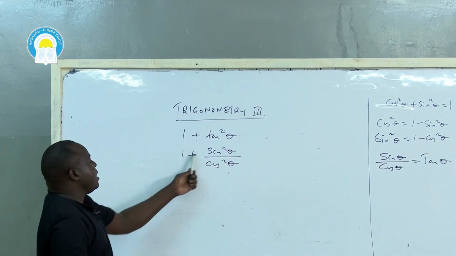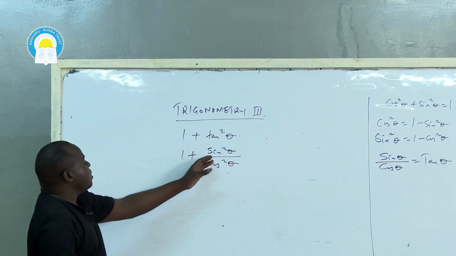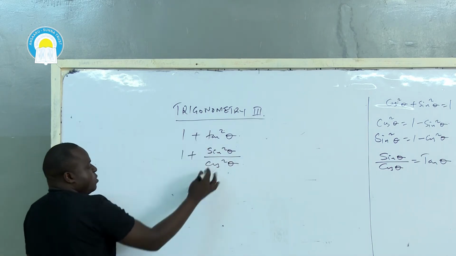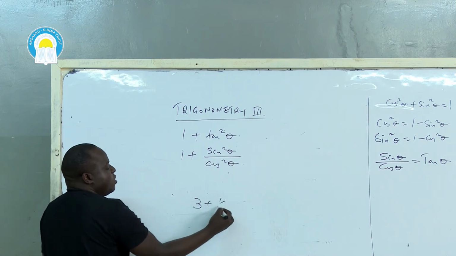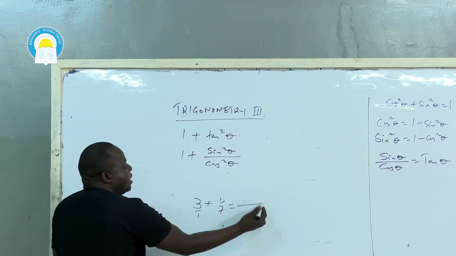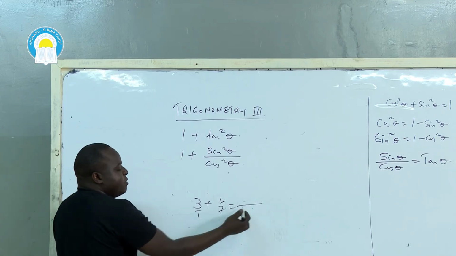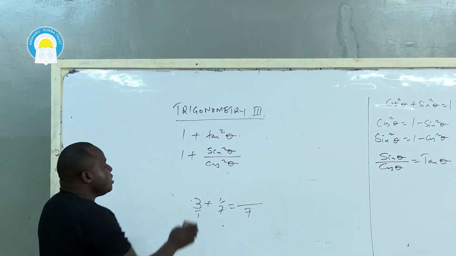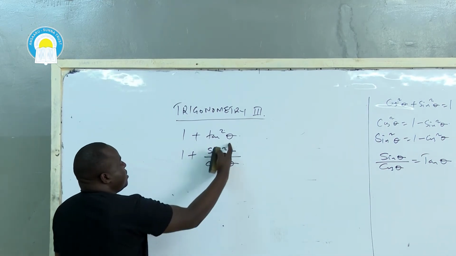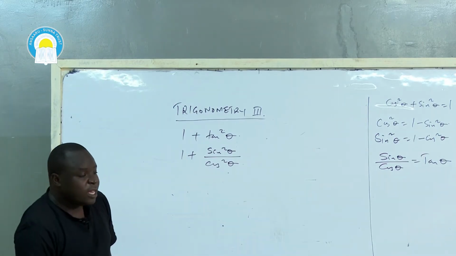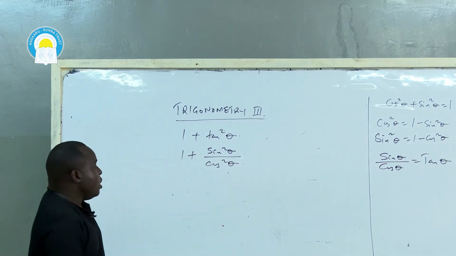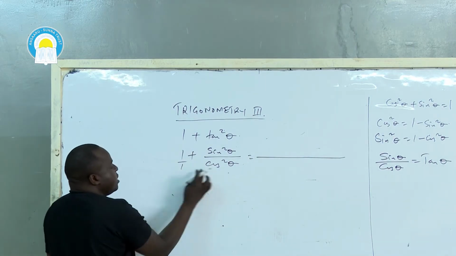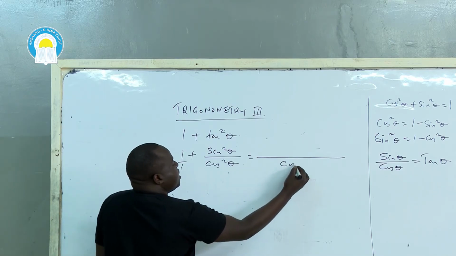Then again, what I have here is two fractions added together. Before I do this, if you have a number like 3 plus 1 over 7, how do you do this? You look for the LCM of 1 and 7, then the normal way you solve to get the final answer. So for this question, I have 1 plus sine squared theta over cos squared theta. I'm simplifying. I'm not yet done. Long way to go. So the next thing you'll do is get the LCM of 1 and cos squared theta. And the answer should be cos squared theta.